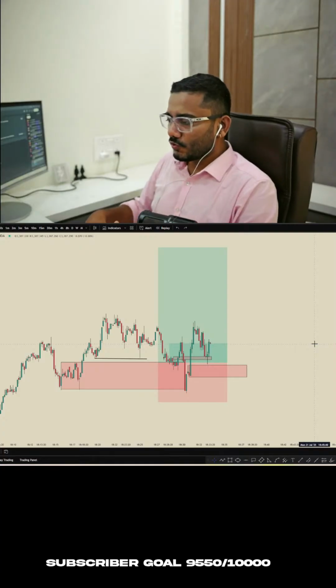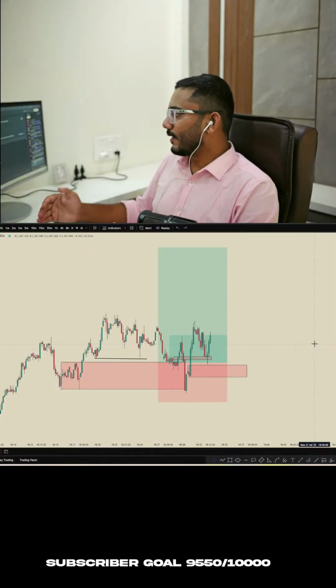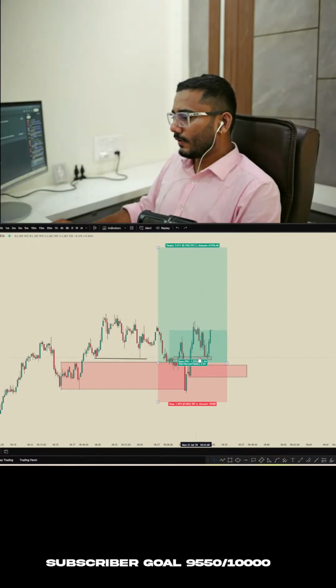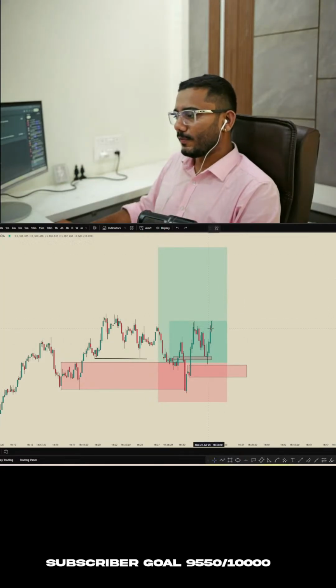We want price to create more liquidity to the upside and just sweep that liquidity instead of mitigating this order block. Here price is doing the same thing. It did not mitigate this order block. It just created liquidity and swept that liquidity. And this is a liquidity sweep happening live.